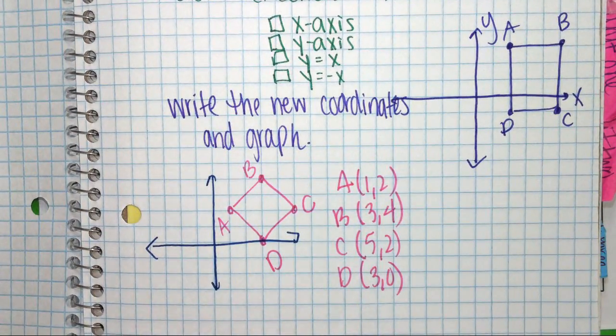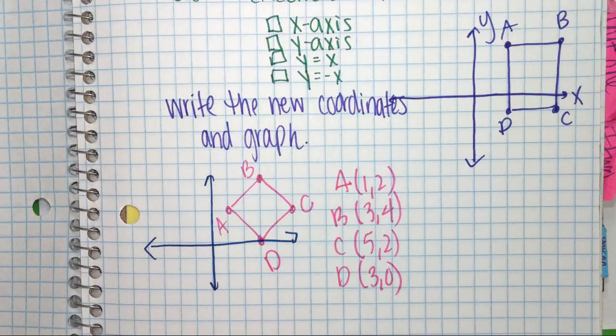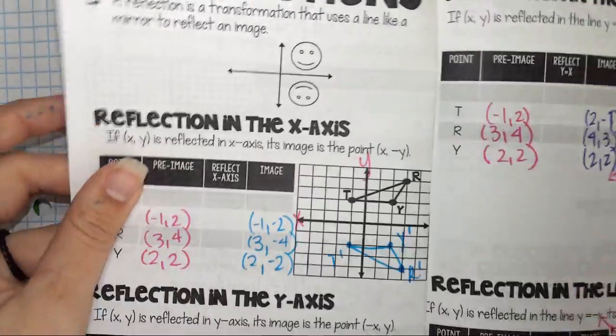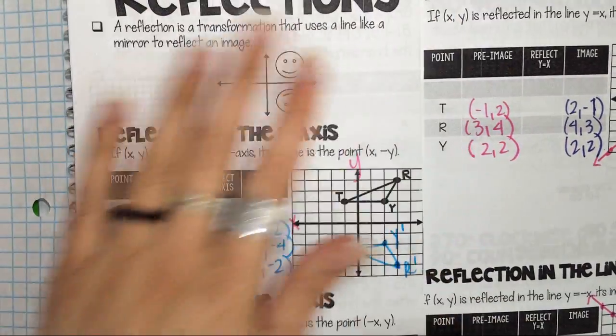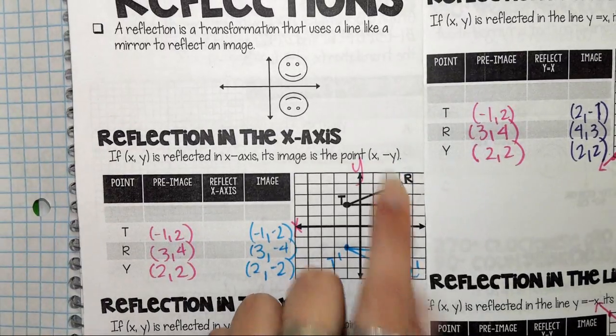Now, when we're reflecting across the x-axis, what do we do? Look back at your notes from yesterday instead of just guessing. What do we do when we reflect across the x-axis? Which one do we make negative, Trey? Y. We make the y negative. Okay, I'm just going to make sure we're all on the same page. So we're all here, where it says reflection. And on the x-axis, we make the y negative.